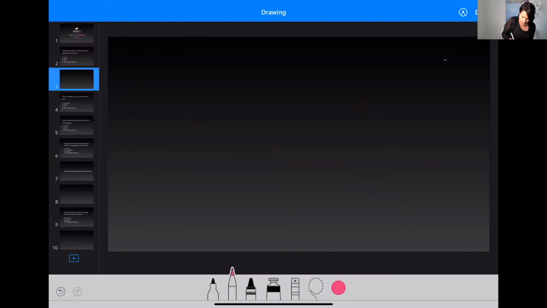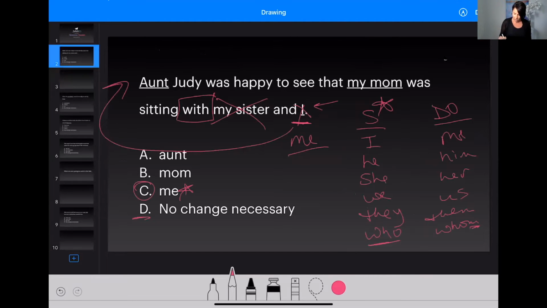So we have what we call subject pronouns and direct object pronouns. Now, we just talked up here how these are all of my subject pronouns. I, he, she, we. I went to the store. He went to the store. She went to the store. They went to the store.